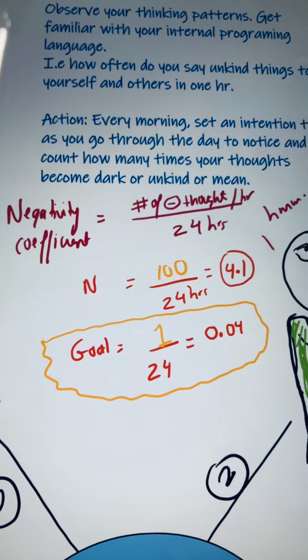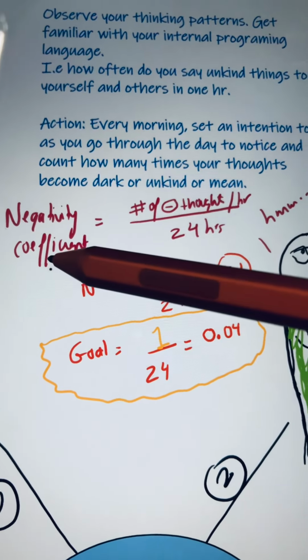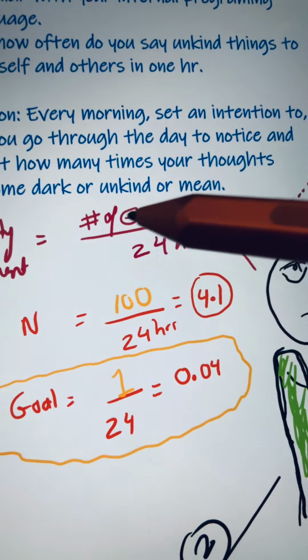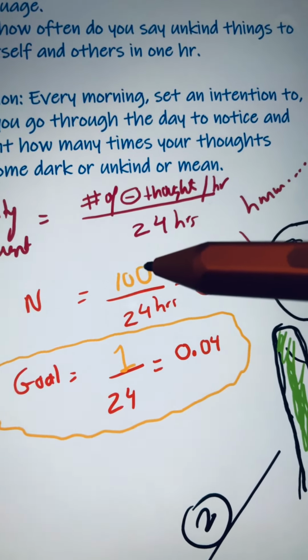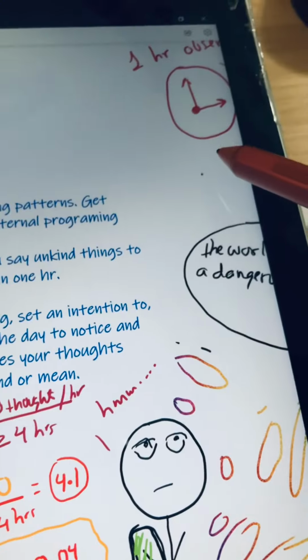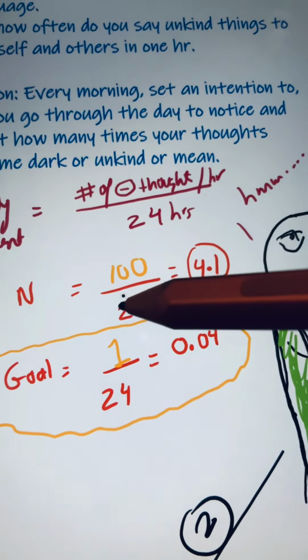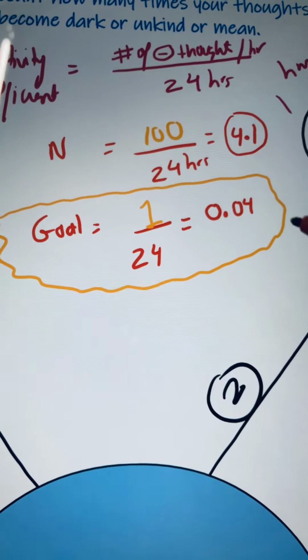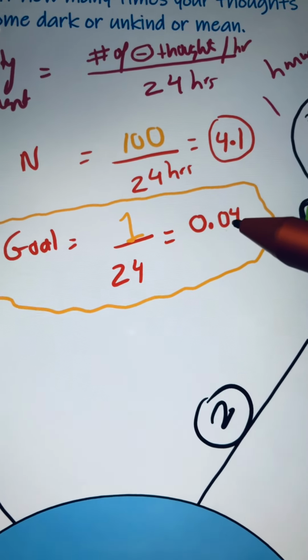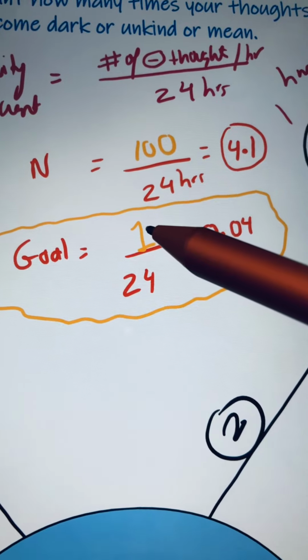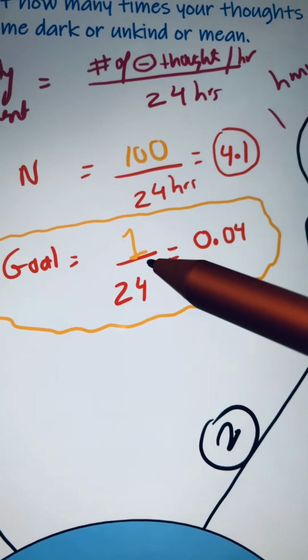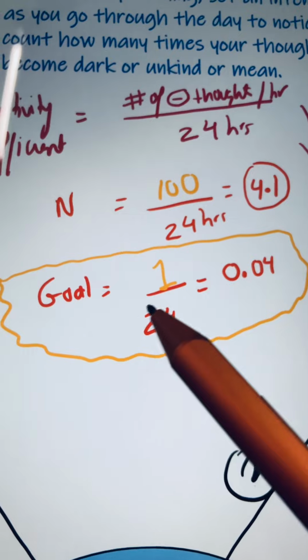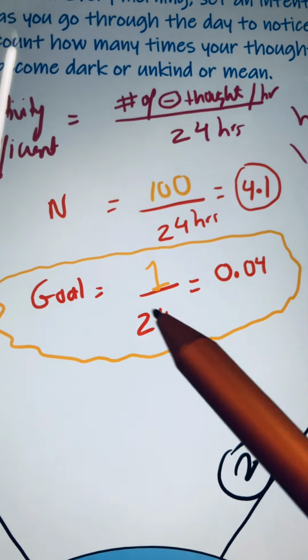Those of you that are mathematical, you can create a negativity coefficient where you put in the numerator the number of thoughts you had in that hour divided by 24 hours. So let's say you counted about 100 thoughts in that hour of observation, and you divide that by 24, that's about 4.1 negativity coefficient. Ideally, you want a goal of 0.04. You want to have a goal of 1 negative thought per day. You can change this goal however you like, but this is a goal that I set for myself.